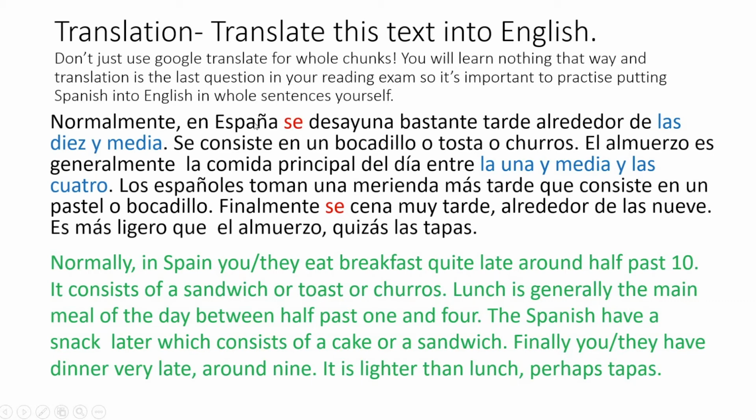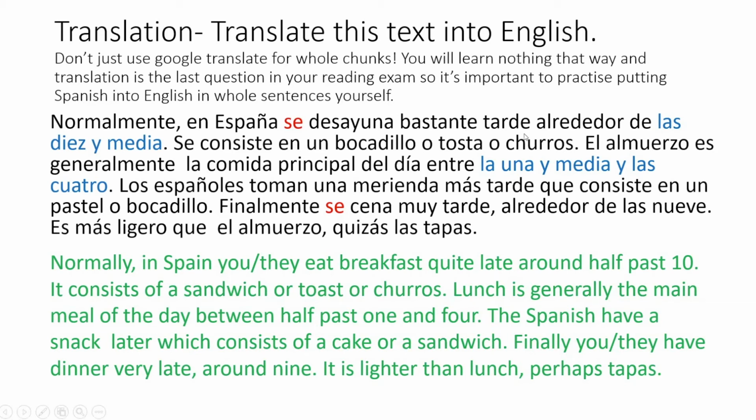So you might have been able to work out normally in Spain, they eat breakfast and then late, and we have to guess what bastante means. Well, you know muy is very, maybe you remember that one. So you can maybe make a logical guess in an exam of what could fit there. Then alrededor de means around, and we've got 10 and half, literally, so 10:30. Se consiste en, it consists of. That might have been a tricky part to translate, but you might have been able to work out the means they have.